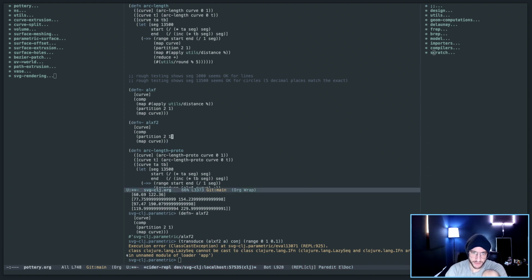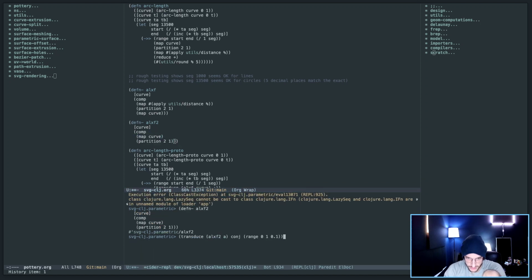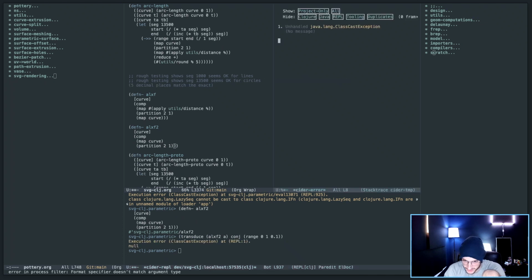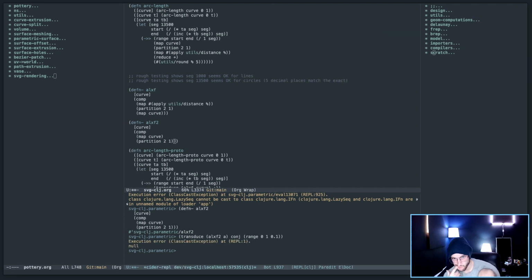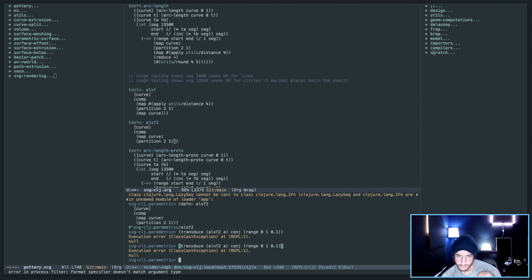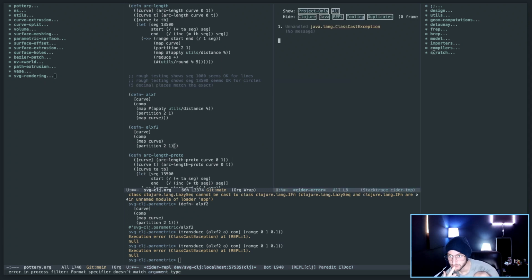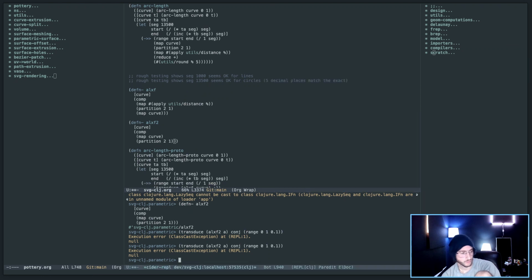Well, okay, fine. Let's just sanity check this. This should also not work. I just want to double check. Null. That's different. Okay.